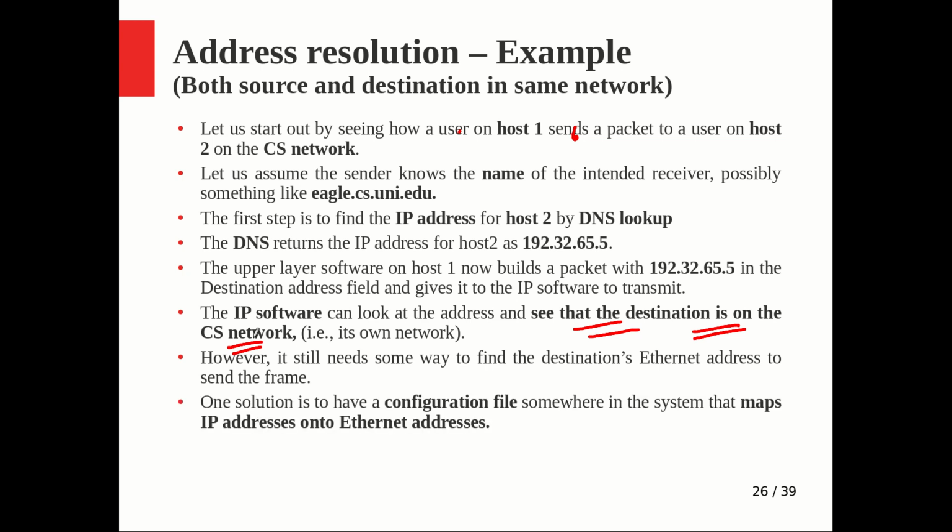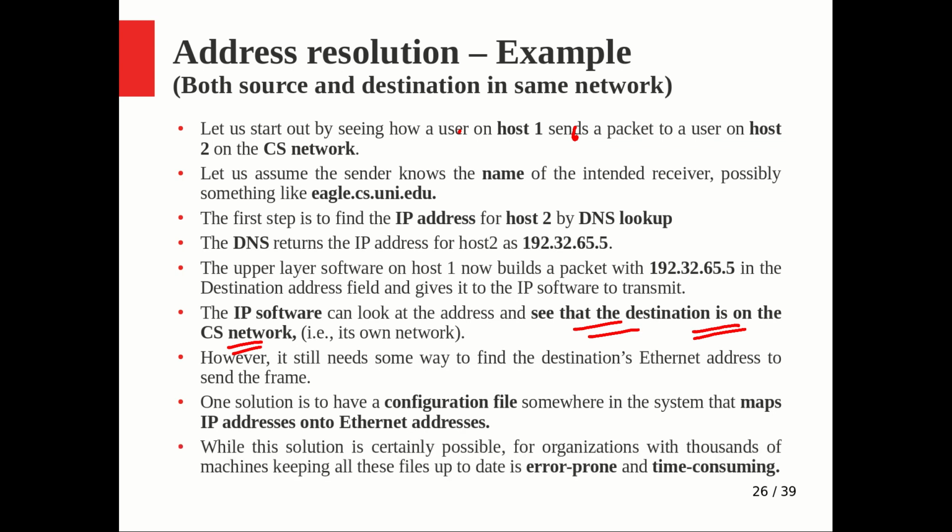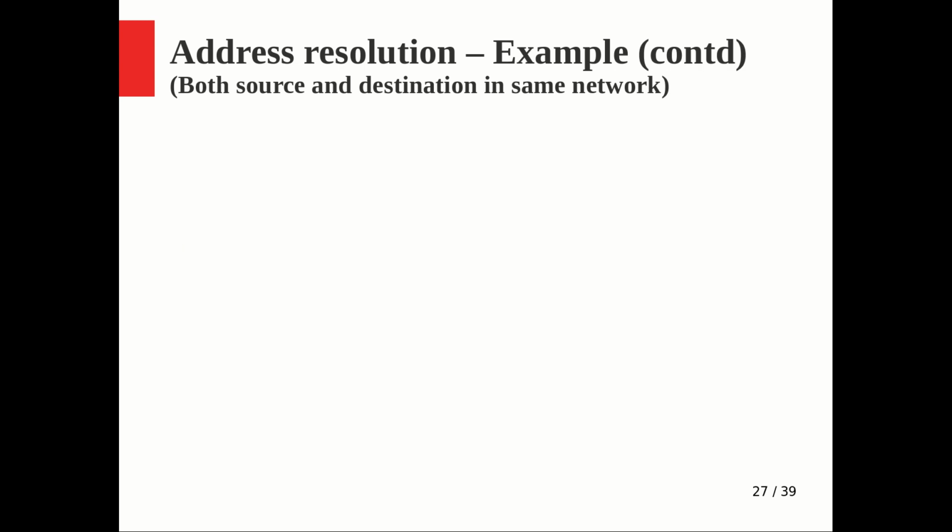So one solution is to have a common configuration file somewhere in the system that maps the IP address to Ethernet address, the first solution we discussed. While this solution is certainly possible, for an organization with thousands of machines, of course, keeping all these files up to date is going to be error prone and time consuming.